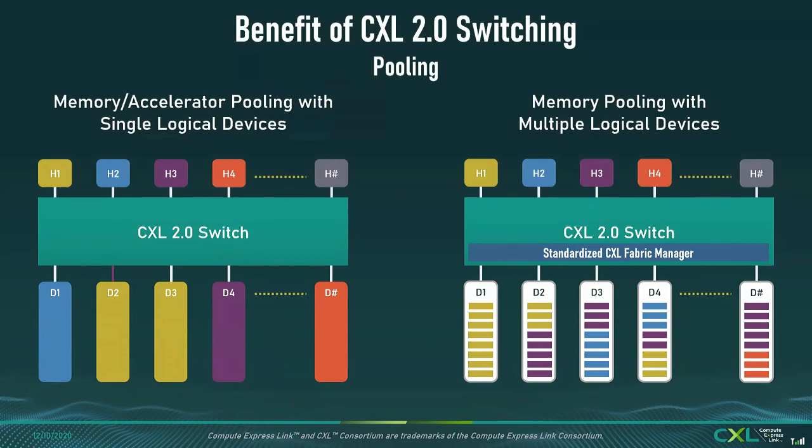CXL 2.0 basically uses the same flit format as CXL 1.1. What we have done is that we have used some of the reserved bits in CXL 1.1 to effectively disambiguate between these different hosts, up to 16 hosts accessing a given resource.